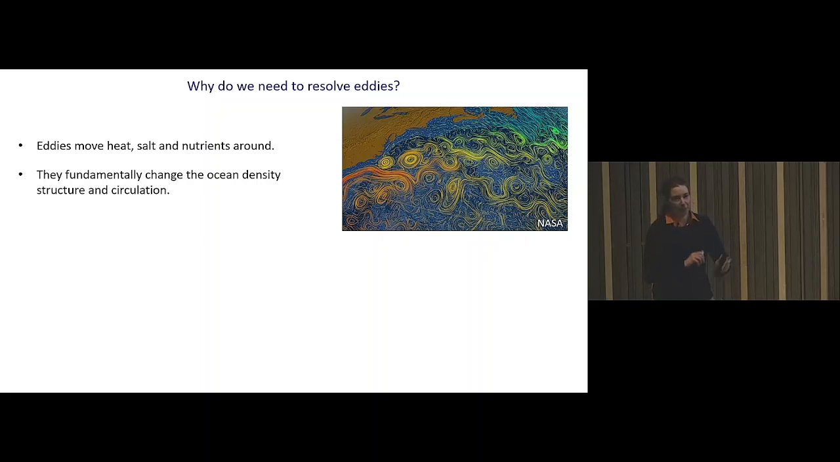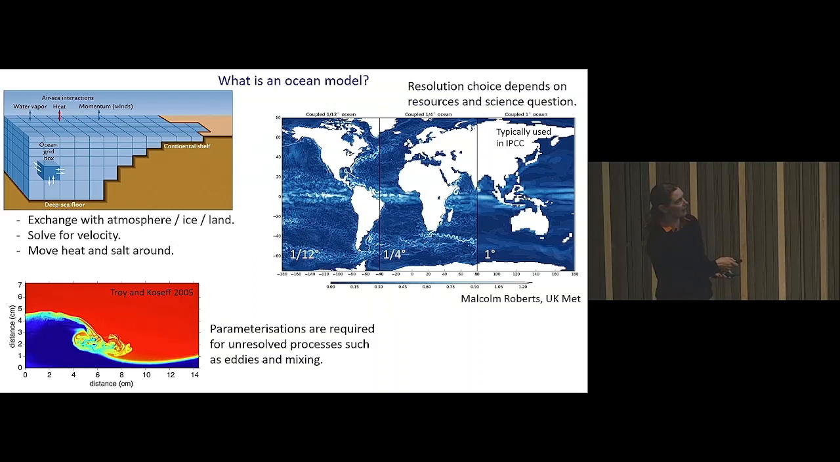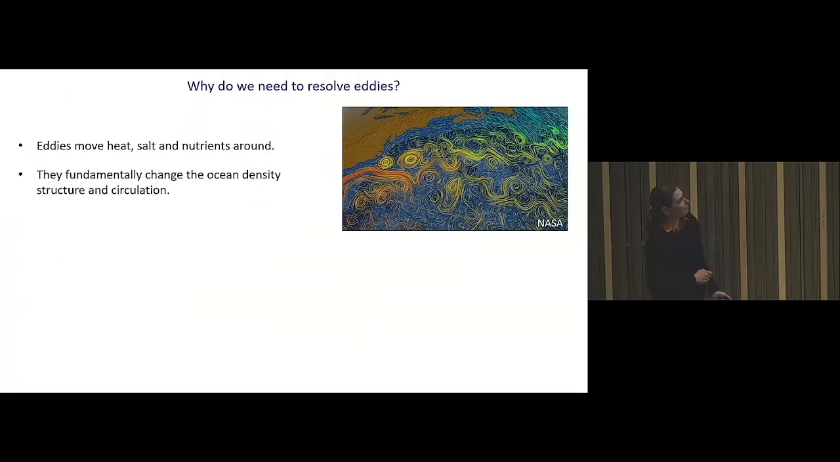A bit more about why it's important that we resolve eddies. Those models that don't resolve eddies, like those on the right here, will also have parameterizations for eddies, to try to include the impact of eddies on those larger scales, but those parameterizations are lacking quite a lot. So what do eddies do? They move heat, salt and nutrients around the ocean. This is fundamentally important, because it changes the density structure of the ocean and thereby changes the large-scale circulation and our heat and carbon uptake.